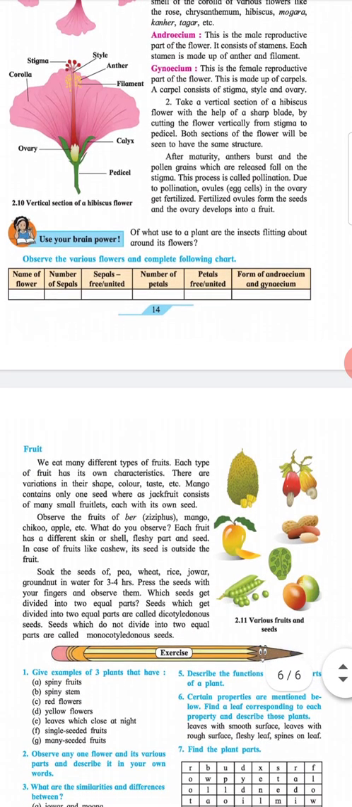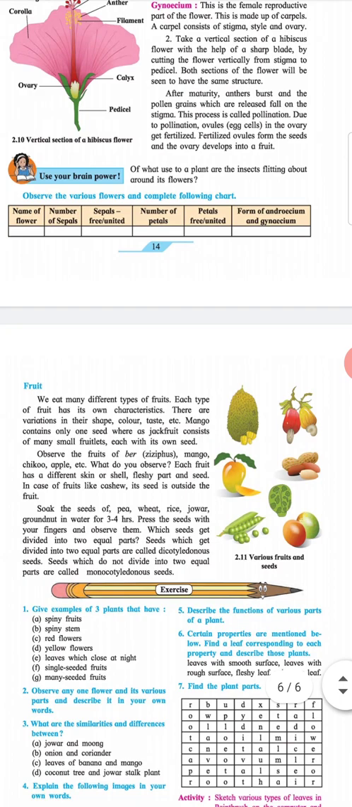Androecium. This is the male reproductive part of the flower. It consists of stamens. Each stamen is made up of anther and filament. Gynoecium. This is the female reproductive part of the flower. This is made up of carpels. A carpel consists of stigma, style, and ovary.